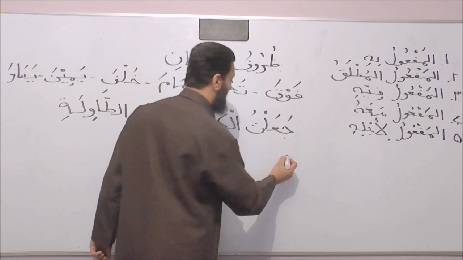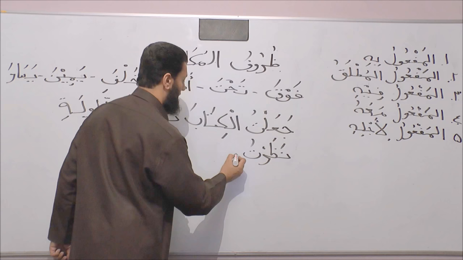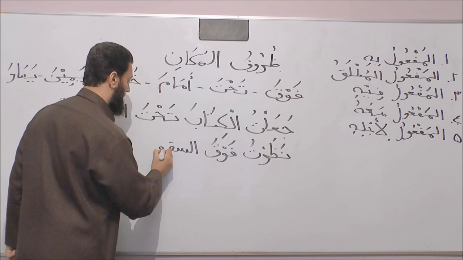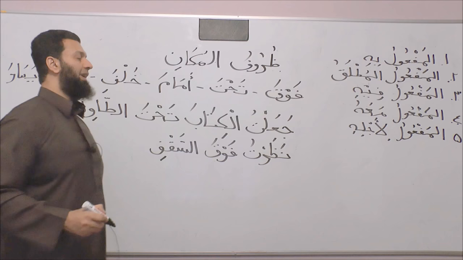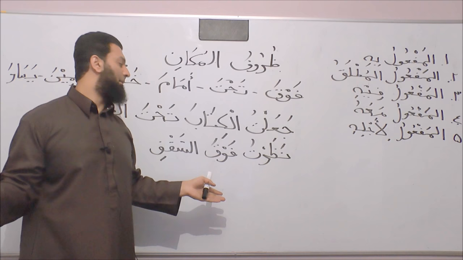Nadartu fawqa al-bayti. As-saqfa. Actually, it's as-saqf. نظرت فوق السقف, the ceiling or the roof. Right? نظرت فوق السقف. And similarly, we could have mentioned many examples, but inshallah ta'ala, it's not complicated to understand, right, Muhammad?